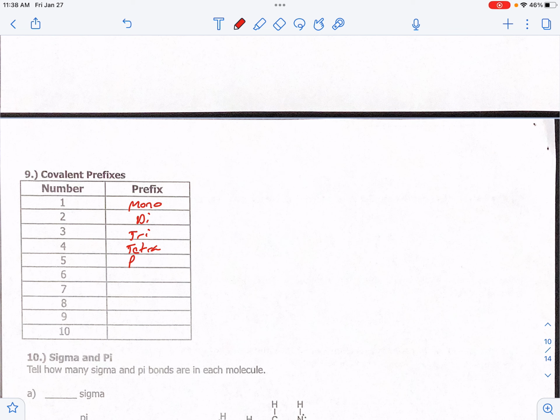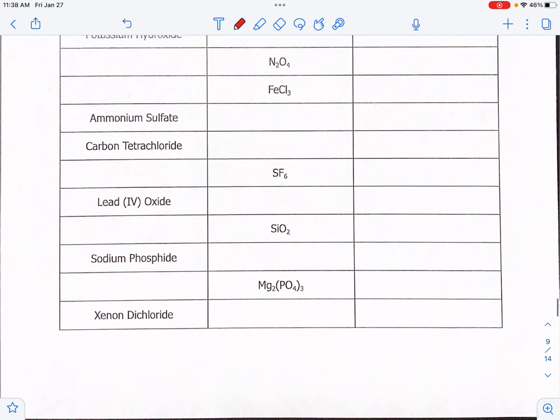Okay, 5 is penta. That's like the pentagon. 6 is hexa. I remember this because 6 has an X in it, and so does hexa. Then it goes hepta, so it goes hexa, then hepta. That's 7. 8 is octa. 9 is nona. And 10 is deca. Remember there are 10 years in a decade, if you need help memorizing that. Now we can use those to come back up here.